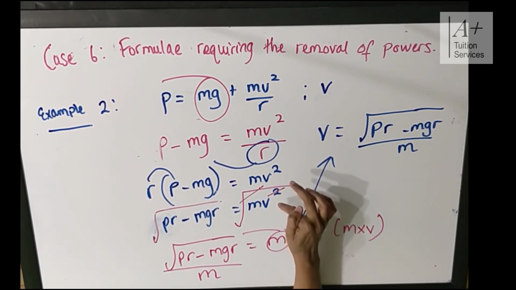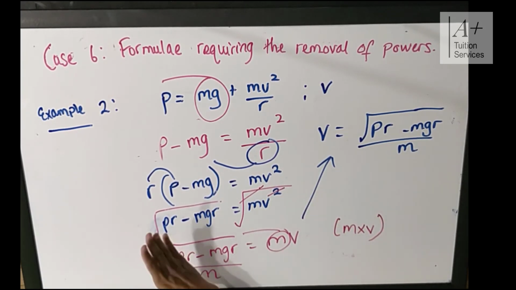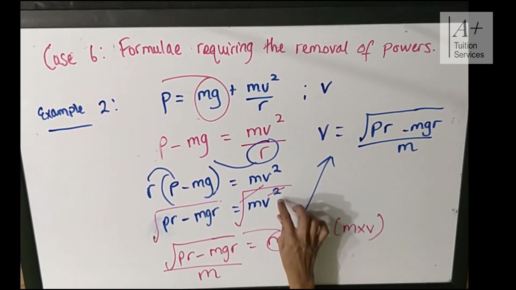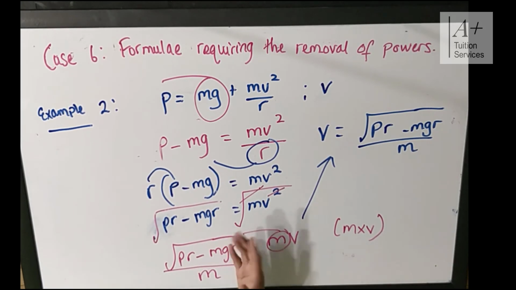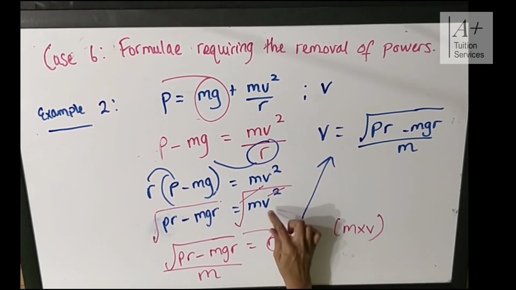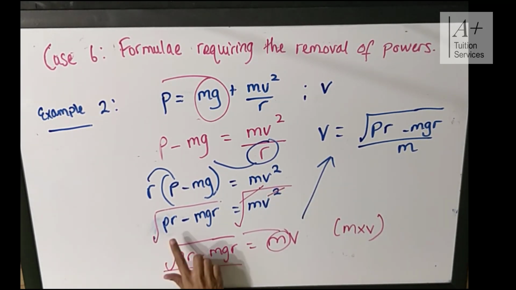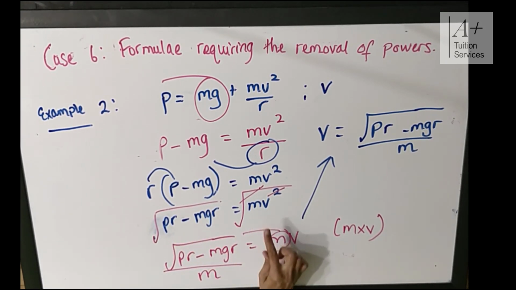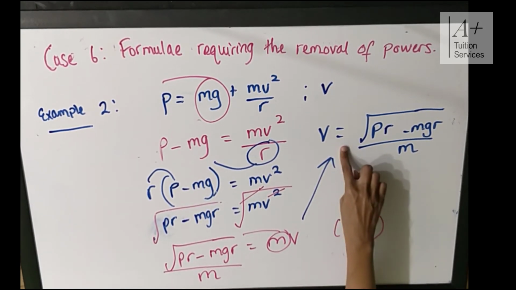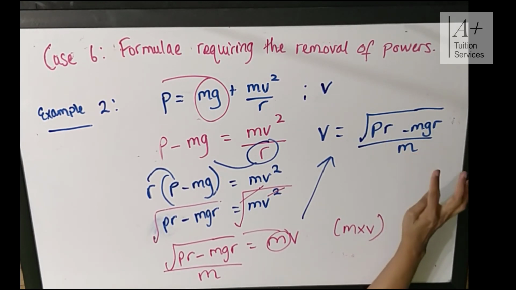So in order to get rid of the square, we must square root both sides. So the square root of PR minus mgR is equal to the square root of mv squared, and the square root will take away the square. So we'll end up now with the square root of PR minus mgR is equal to mv. And now we can just move m away from v by dividing, and we'll end up with v alone. So we'll end up with v is equal to the square root of PR minus mgR, divided by m.